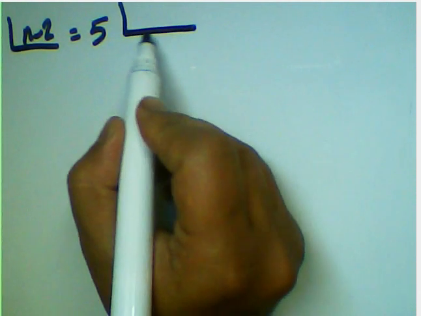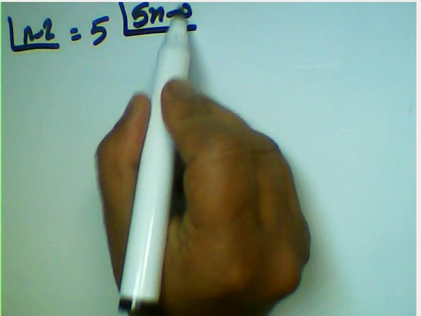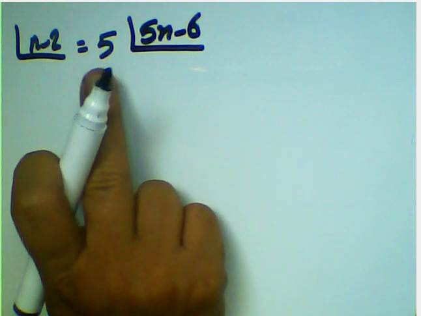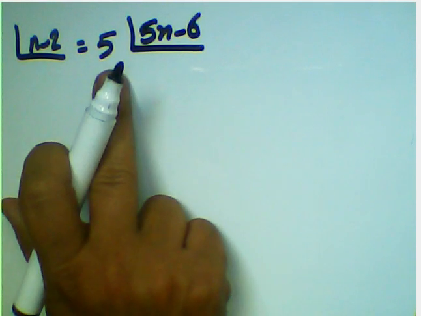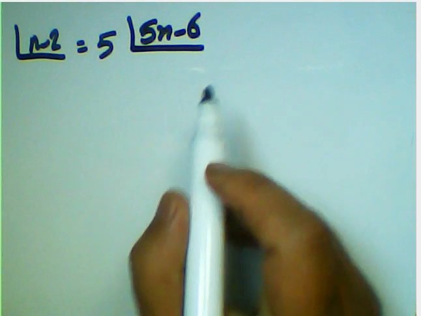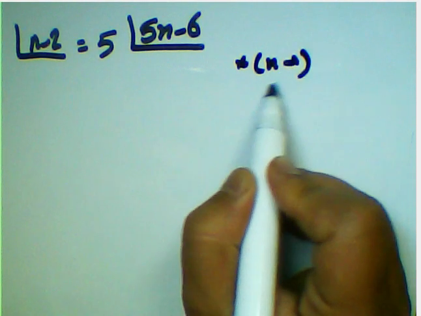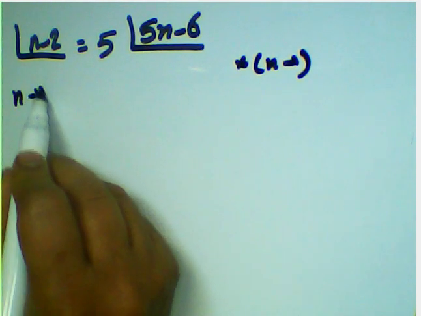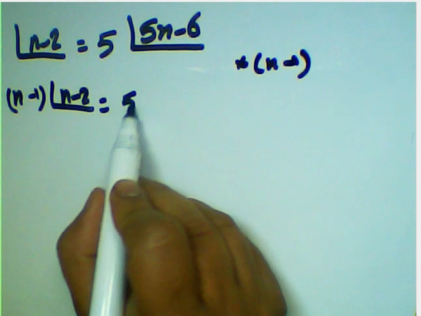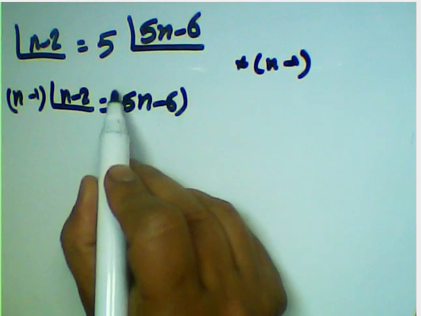Find the unknown here if factorial n minus 2 equal 5 multiplication by factorial 5n minus 6. Okay, we must get 5 inside by multiplication by what? We can find the result by multiplication by n minus 1. The result will be n minus 1 multiplication by factorial n minus 2 equal factorial 5n minus 6.